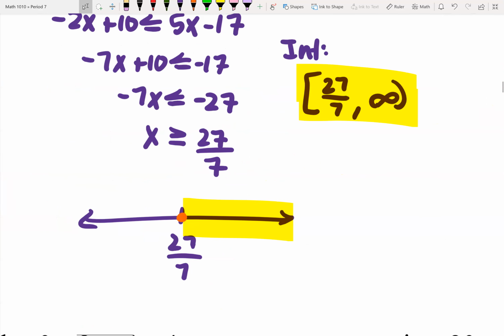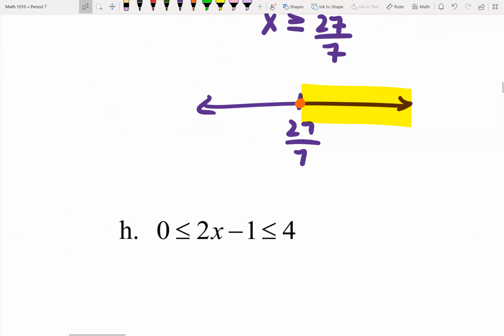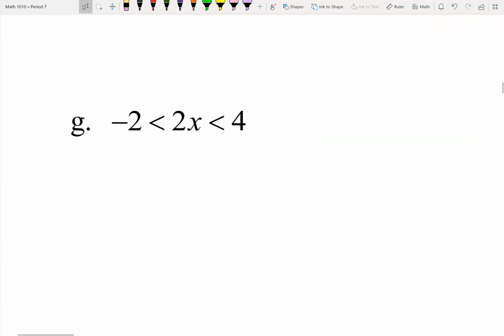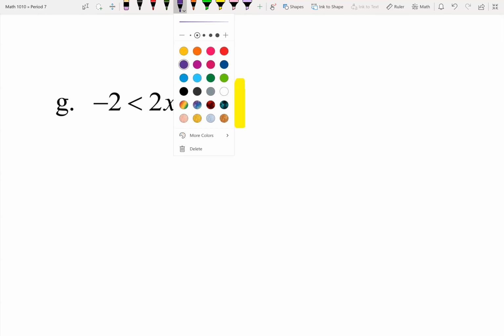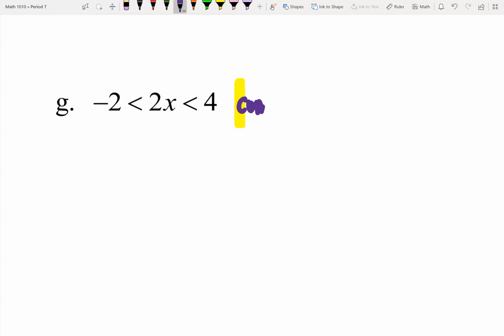Okay, question G. Now, this is called a, write this down for me, a complex inequality. Why is it called a complex inequality? Because you have two inequality symbols. It's not that big of a deal. What do I want right in the center and I'm done?